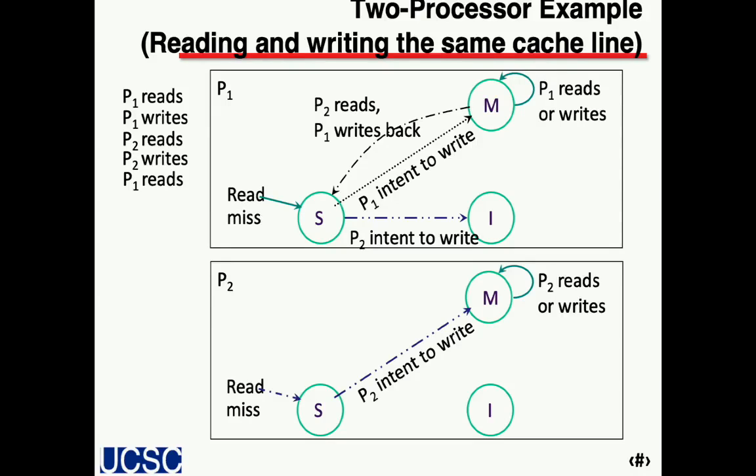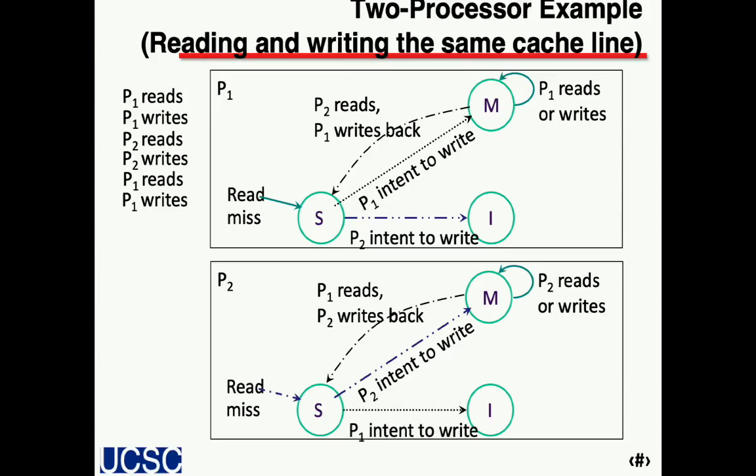And P2 is going to have to write the data back. And itself is going to downgrade from M to S, right? It's going to have to go from modified to shared, because now it no longer has a uniquely dirty copy of the data. It has a shared read-only copy. And so now they're both in the S state again. And then, well, if P1 writes, we know what happens. Well, then we have to do the intent to write. It's going to invalidate the copy in P2. And it's going to go to M again.